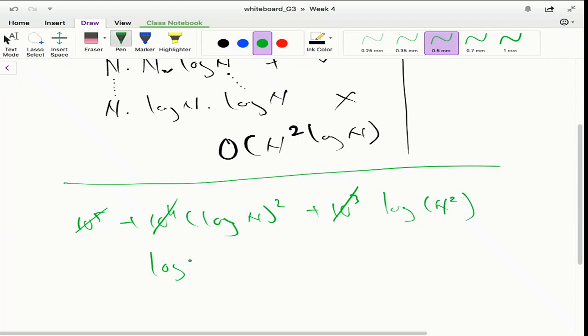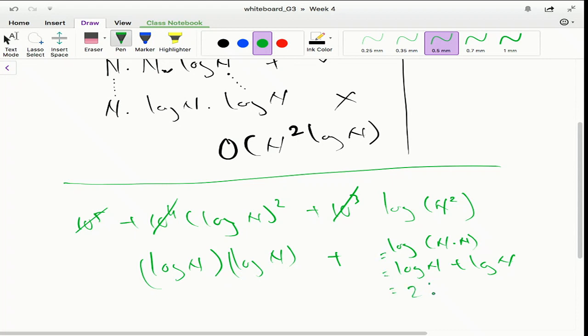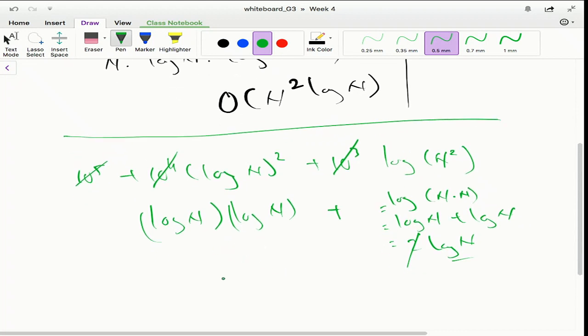So log n squared is the same as log n times log n. Now in terms of log, you can rewrite that as log n plus log n, which equals 2 log n. And the 2 here essentially is a constant. So you can drop the 2. So you're comparing 1 log n versus log n squared. So the square of the number is going to be bigger. So then we will keep this one.